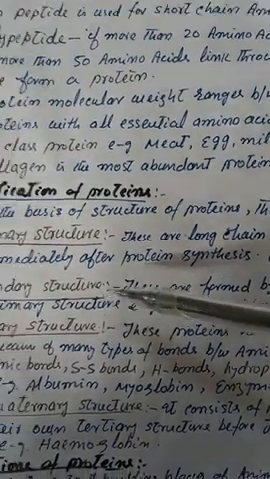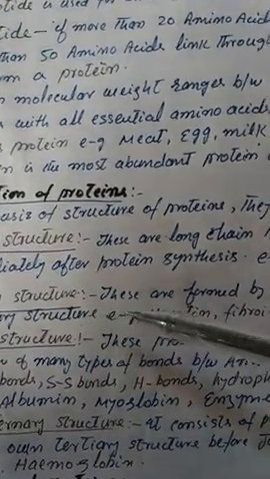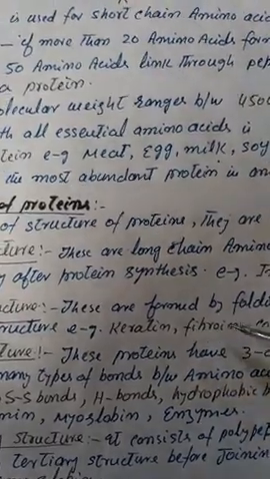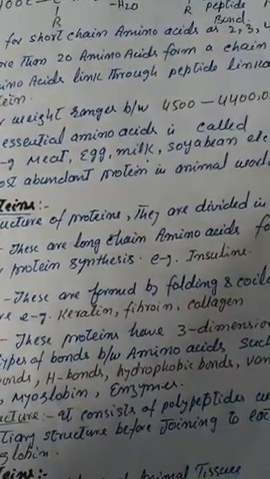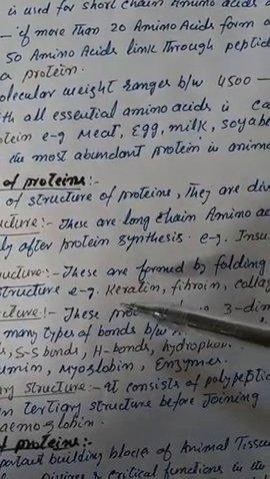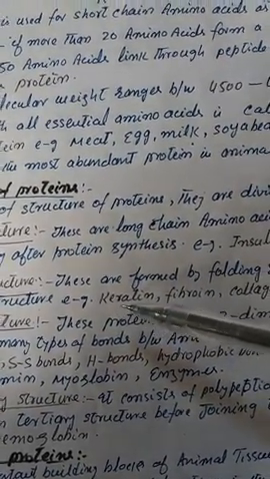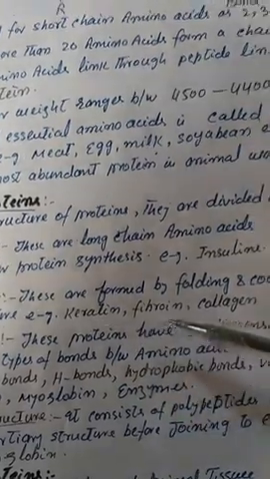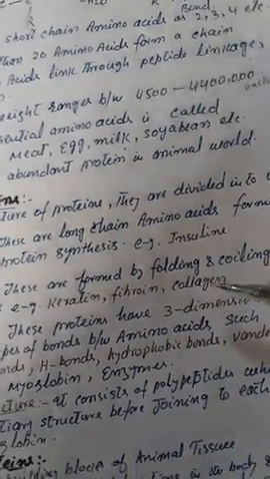Second type is the secondary structure proteins. They are formed by folding and coiling of primary structure. Examples of the secondary structure protein are keratin, fibrin, collagen, etc.